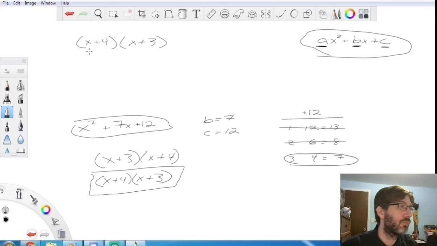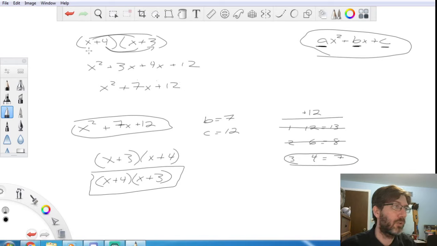So x plus 4 foiled, again you're going to do first, x times x is x squared, x times 3 is 3x, 4 times x is 4x, 4 times 3 is 12, and when you combine it you get x squared plus 7x plus 12. So you see how we went from our trinomial to the multiplication of the binomials, and then we went back to the binomials, foiling it to get the trinomial.